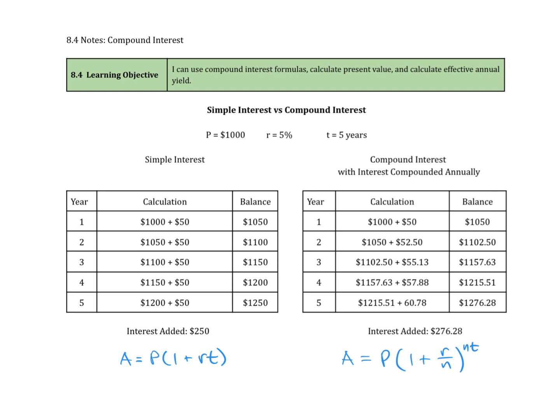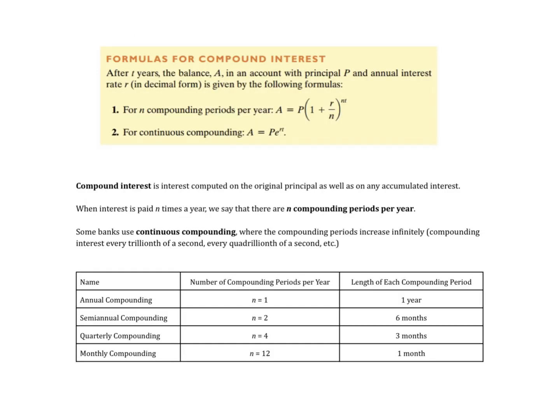In this example, interest was compounded once per year at the end of the year. But interest could be compounded twice a year, or 4 times a year, or 12 times a year if it's every month. There's different ways that interest can be compounded, and the number of times per year is going to be N. So again, compound interest is computed on the original principal as well as any accumulated interest. When interest is paid N times a year, we say there are N compounding periods per year.